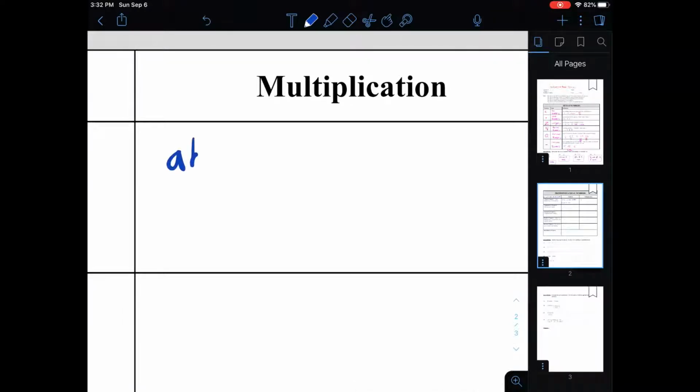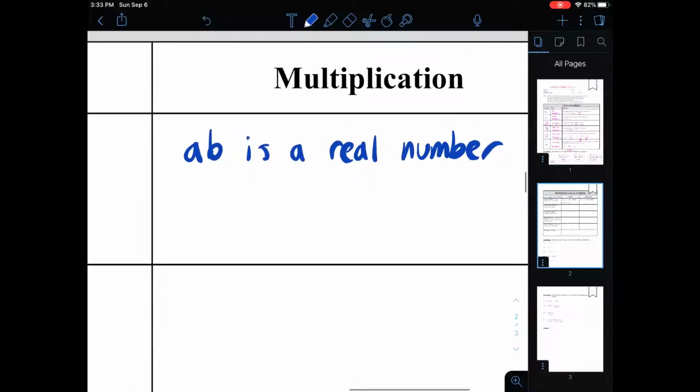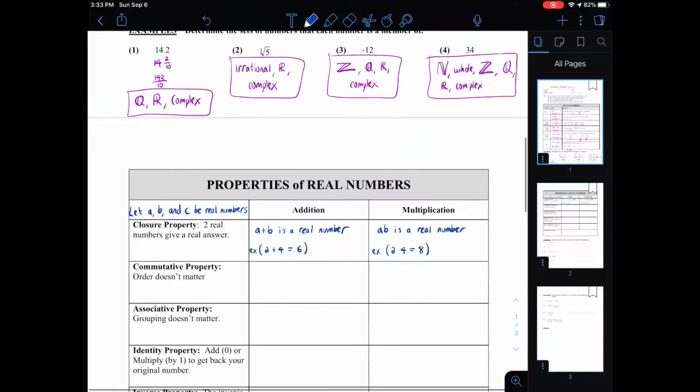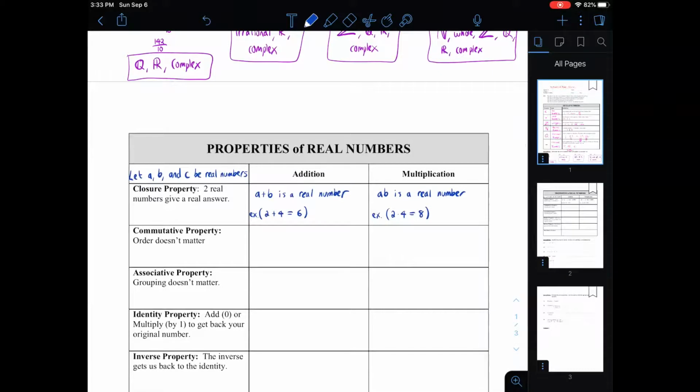So multiplication is kind of a similar thing. If A and B are real numbers, then A times B is a real number. Okay, closure basically means it doesn't travel outside its set. So a real number doesn't become an irrational or an imaginary number or something after that, okay? So here's our example. We use 2 and 4. What's 2 times 4? 2 times 4 is 8. Is 8 also a real number? You bet. Cool.